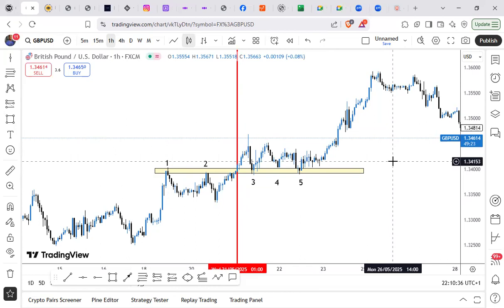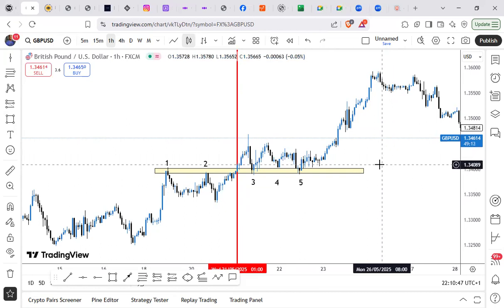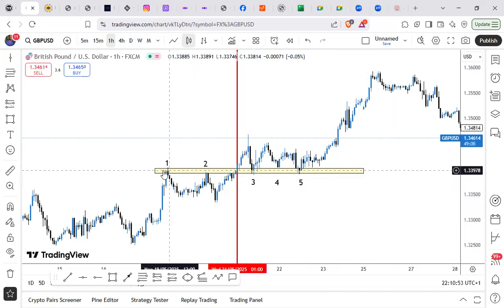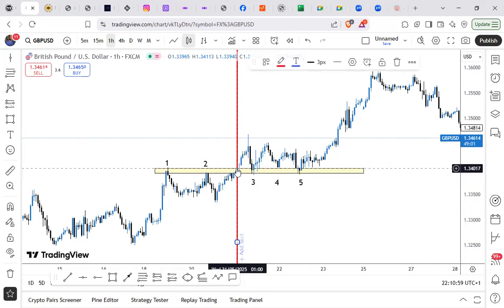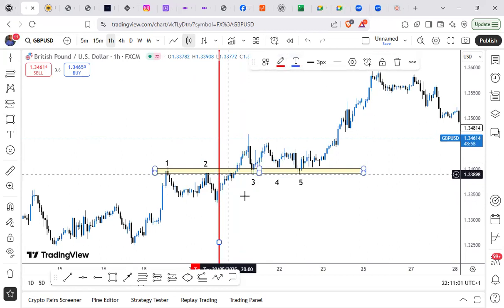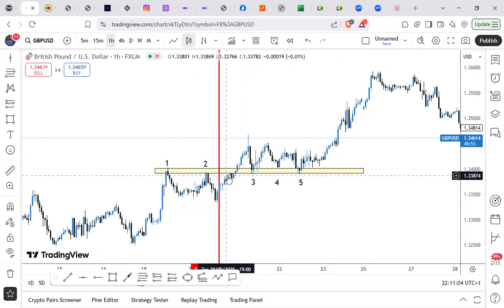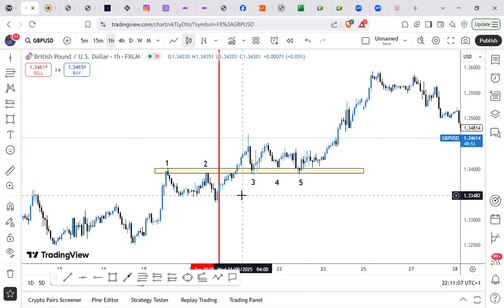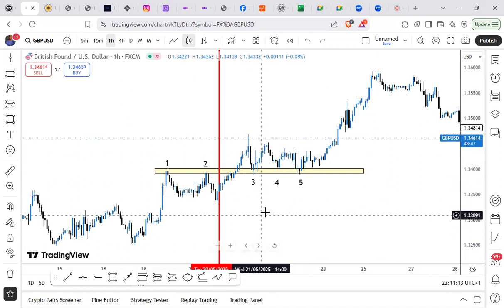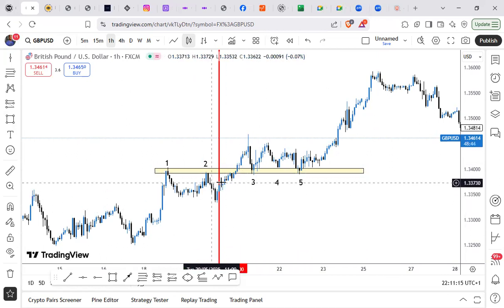Okay, because number three, which is a support, did not break number two, which is a resistance. Normally, whenever we see a resistance, take your eyes to focus. Don't focus on the left side of the red line, but on the right side.